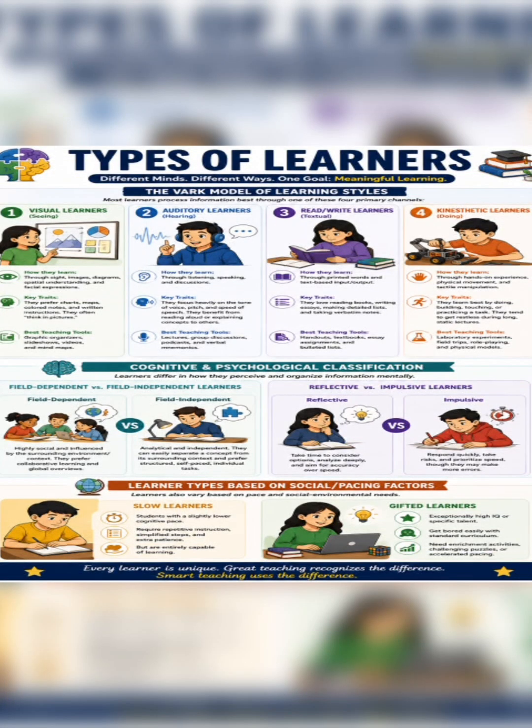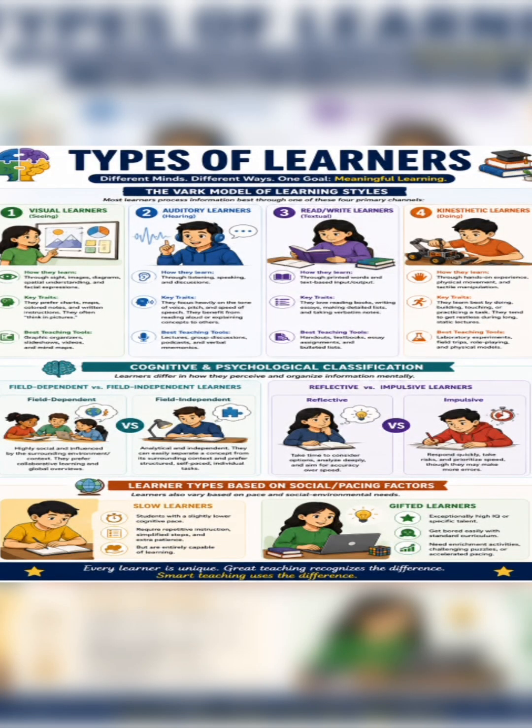Tier 2 of the image takes us into cognitive and psychological classifications as well, which deal with how minds perceive and organize information mentally. First, let's look at field independent versus field dependent learners. Field dependent learners are highly social and deeply influenced by their surrounding environment and context. They prefer collaborative, peer to peer learning and need global overviews. On the flip side, field independent learners are analytical and independent. They can easily separate a concept or part from its surrounding context and prefer structured, self paced individual tasks.